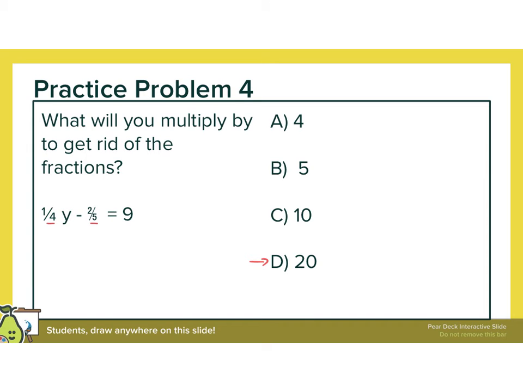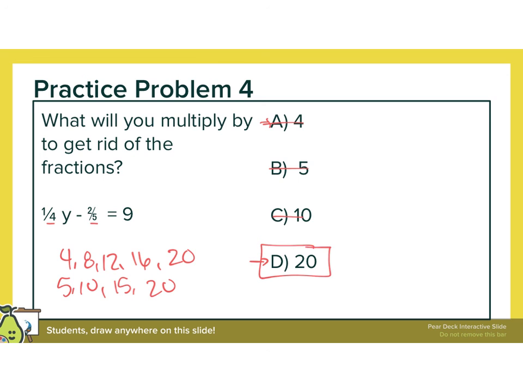If I count by 4s, 4, 8, 12, 16, 20. I don't think so. There's no 10 there, but there is a 4. But if I count by 5s, 5, 10, 15, 20. So, nope, these smaller numbers don't work. They're not multiples of both. So the correct answer of what I'm going to multiply by is 20.